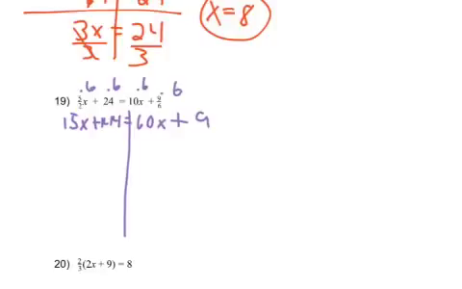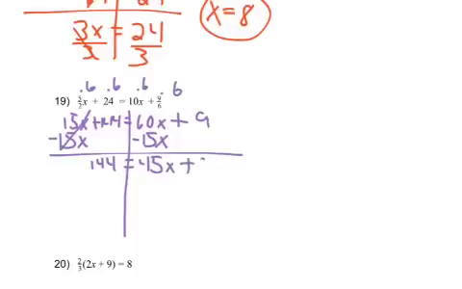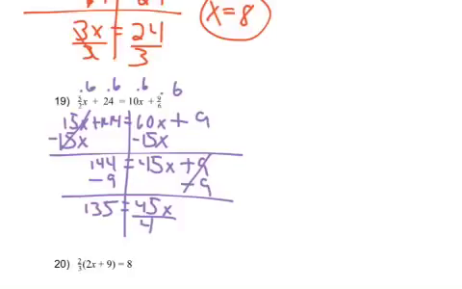So now, just like the normal problem we are used to doing, I have variables on both sides. I have the 15x and the 60x. 15 is smaller, so the opposite of a positive 15 is subtract 15x from both sides. The 15's cancel, so I have 144 is equal to 45x plus 9. Next step is to get rid of that 9, so I would do the opposite operation by subtracting 9 on both sides. I then would have 135 is equal to 45x. And my final step would be to divide both sides by 45. And 135 divided by 45 would give us 3.